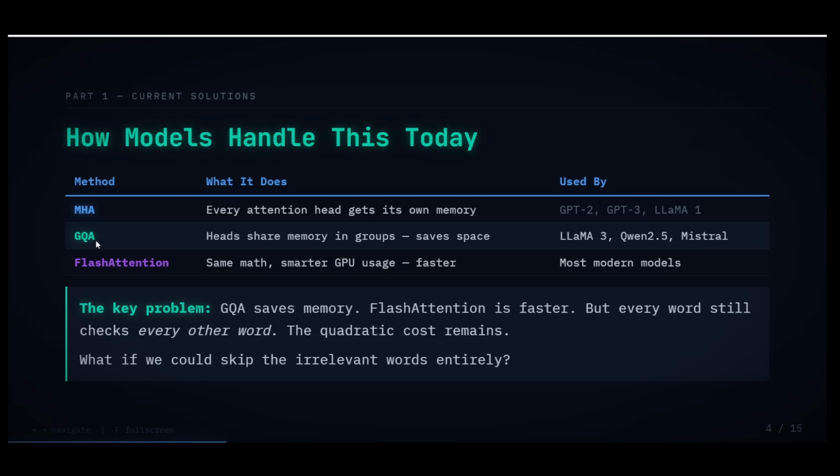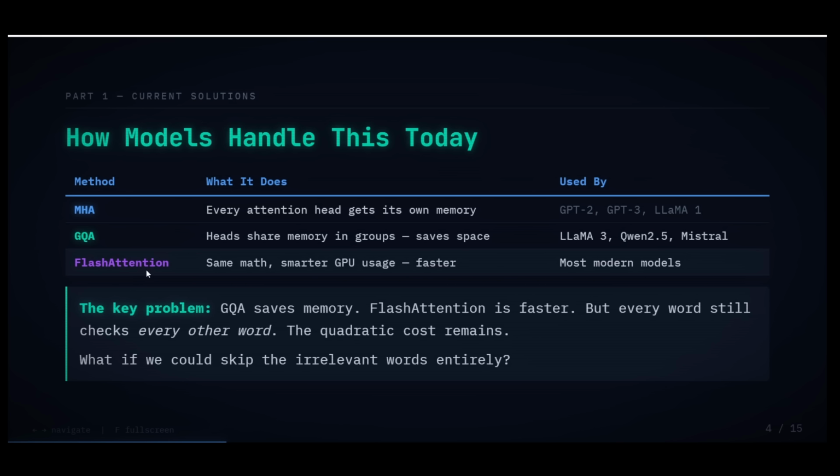GQA is grouped query attention, and it's what most modern models use: Llama 3, Qwen 2.5, Mistral. Instead of every single head getting its own memory, groups of heads share the same key value memory. For instance, Qwen 2.5 has 28 query heads, but only 4 key value heads. So every group of 7 query heads shares one set of key value memory, and this cuts the memory footprint dramatically while keeping most of the quality.